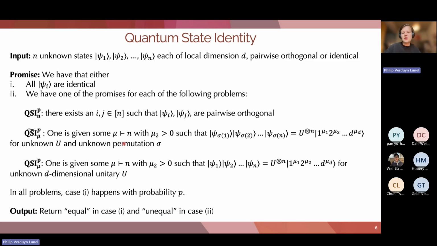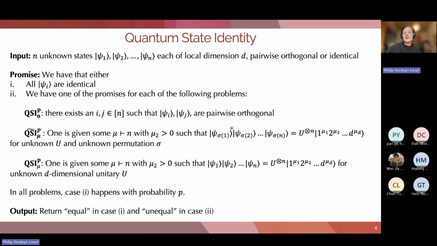So maybe it's easier to think of this partition mu. It can just be a partition into two sets. In the swap test, there are two inputs. They're either equal or one is orthogonal to the other. But you can also consider 10 input states, and then you know, for example, that either all 10 are equal, or maybe 7 are orthogonal to the other 3.